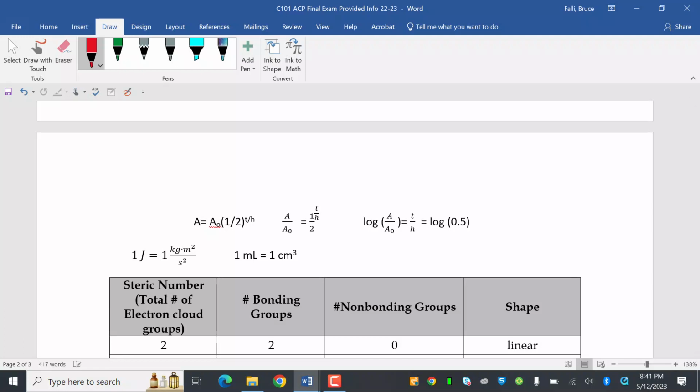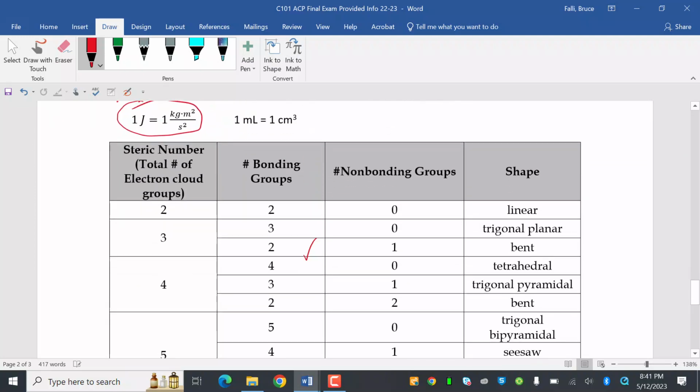These look like the half-life equations in a way that I'm not used to seeing them. 1 joule is a kilogram meter squared per second squared. I doubt we'll need that. You do need to know milliliters is a centimeter cubed.